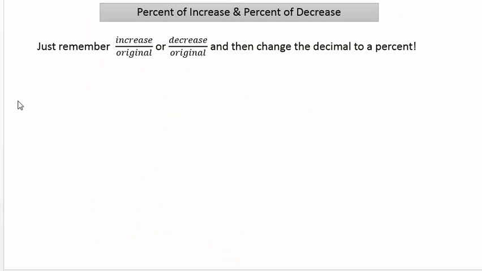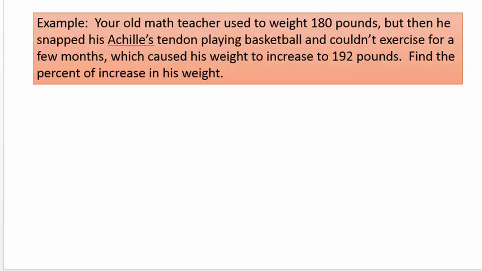Okay, the very last concept we're learning is to find a percent of increase or a percent of decrease. It's really easy. You simply take the increase over the original or the decrease over the original, depending on if you're finding percent of increase or percent of decrease. Then change that decimal to a percent. So here's an example of a problem like that. This happens to be me.